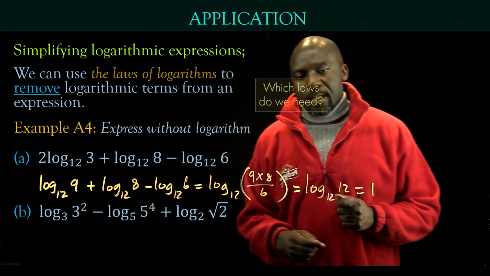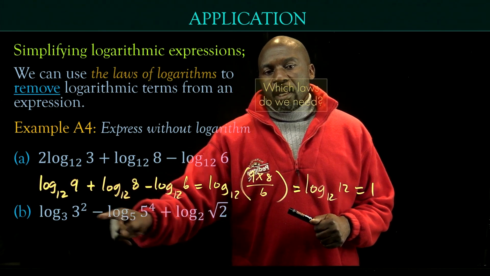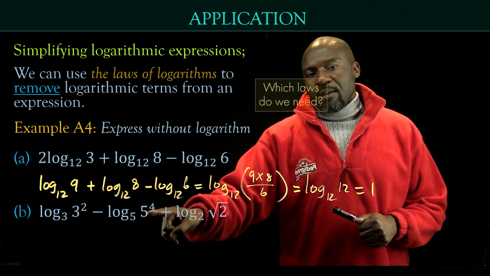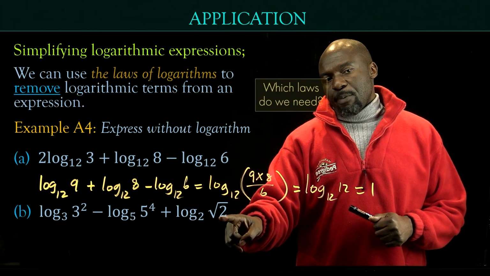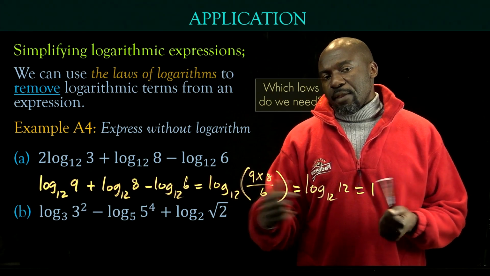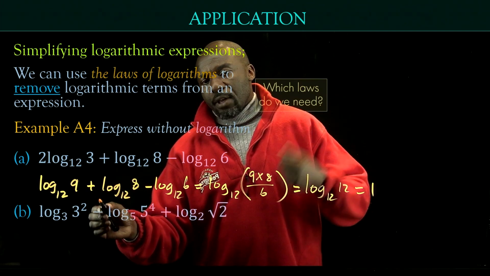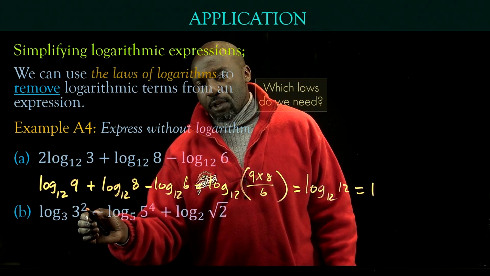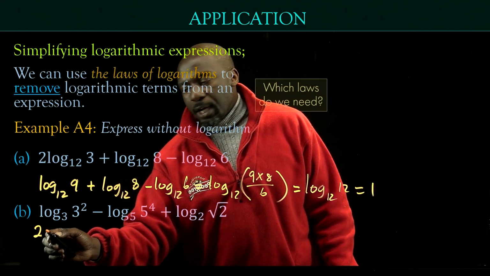But there is something nice that I see there. That is base 3, and it is 3 squared. This is base 5, and it is 5 to the power of 4. This is base 2, and it is 2 to the power of a half. And that is beautiful in the sense that I can use the power law to move the 2 to the side.